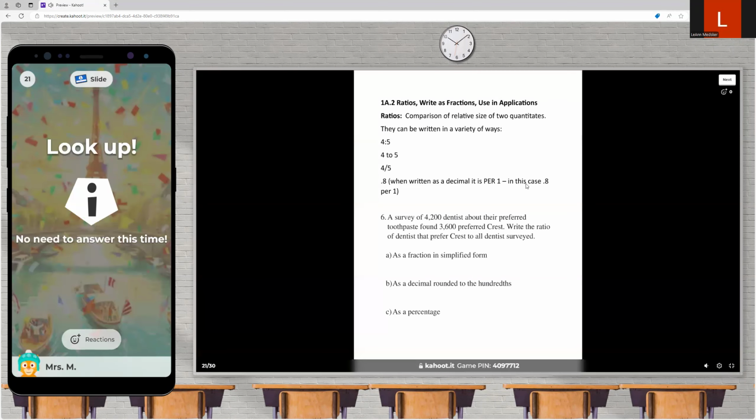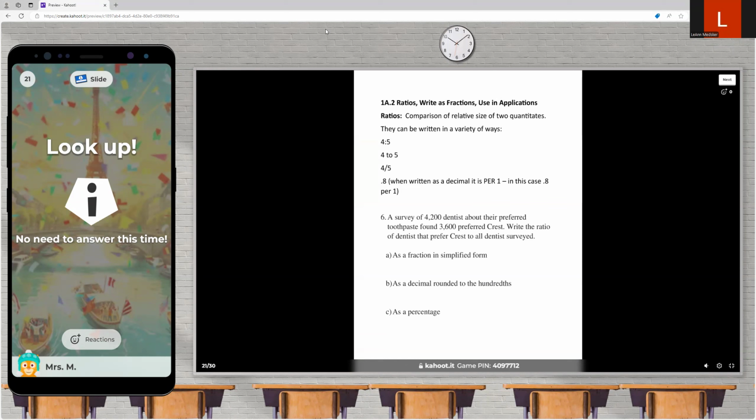All right, so now we're in the 1A.2. So sorry, I'd forgotten that last little slide was part of 1A.1. So now we're going to be talking about writing ratios and using those ratios in applications. So ratios are comparisons of relative size of 2 quantities. They can be written in a variety of ways.